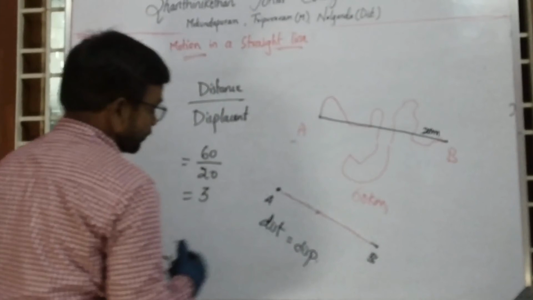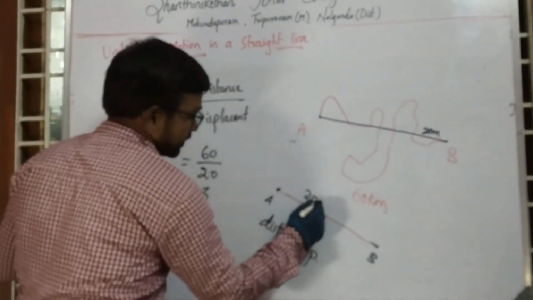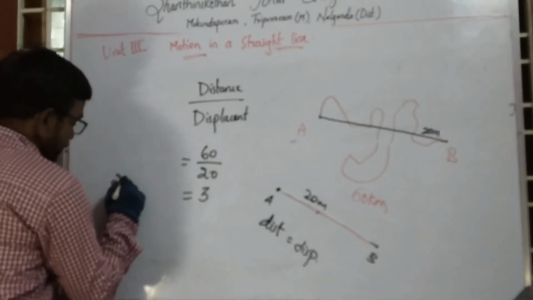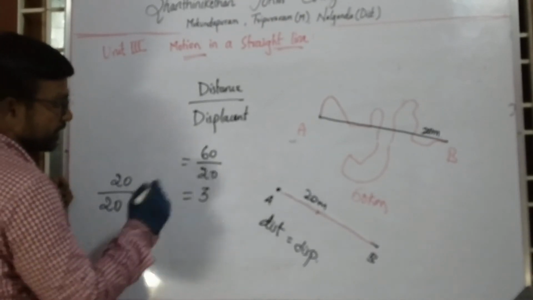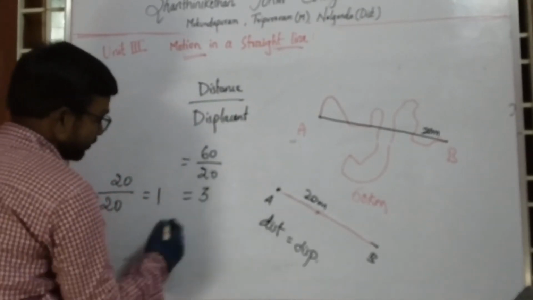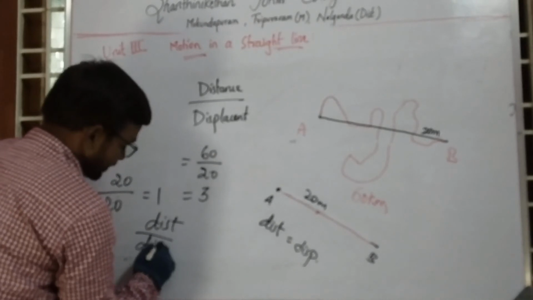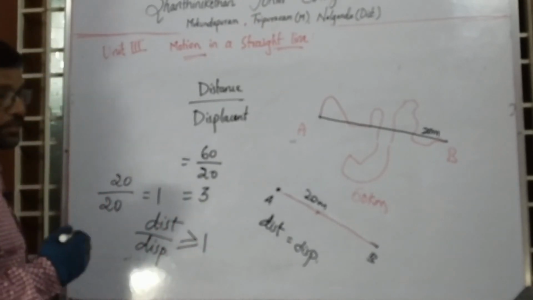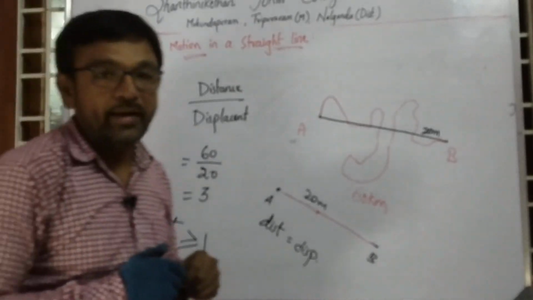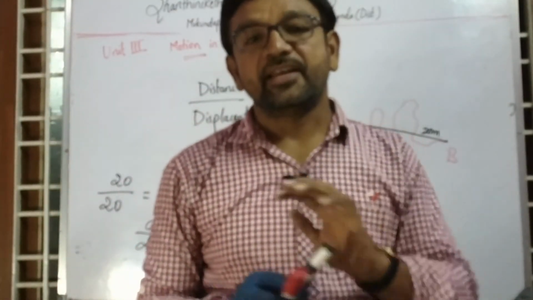Here distance is equal to displacement. For example, this is 20 meters. What is distance? 20. What is displacement? 20. Distance by displacement is equal to 1. From these two, what do you infer? Distance by displacement is greater than or equal to 1. It cannot be less than 1.